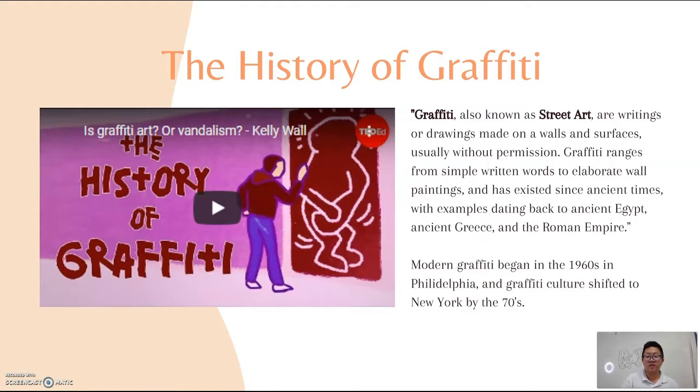The graffiti that we see today throughout the city is called modern graffiti, and that's when artists typically use spray paint or outdoor paints to create their artworks or murals, and that began back in the 1960s in Philadelphia. Later, in the 1970s, graffiti culture shifted to New York, where it became really popular. So let's watch this short video now, which talks about the history of graffiti.